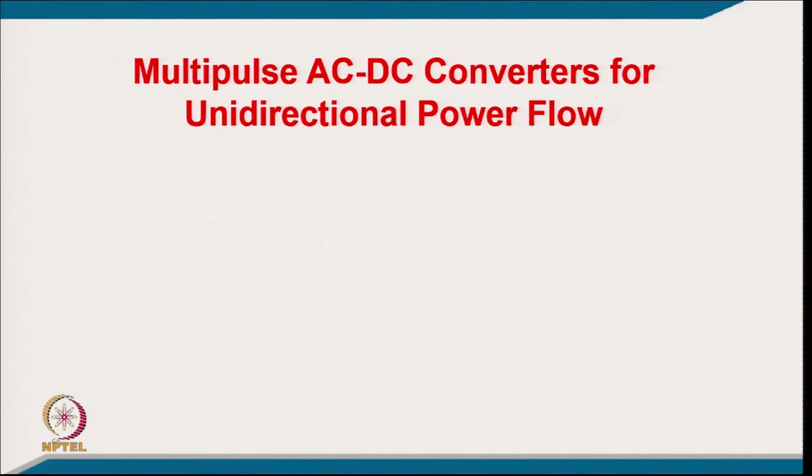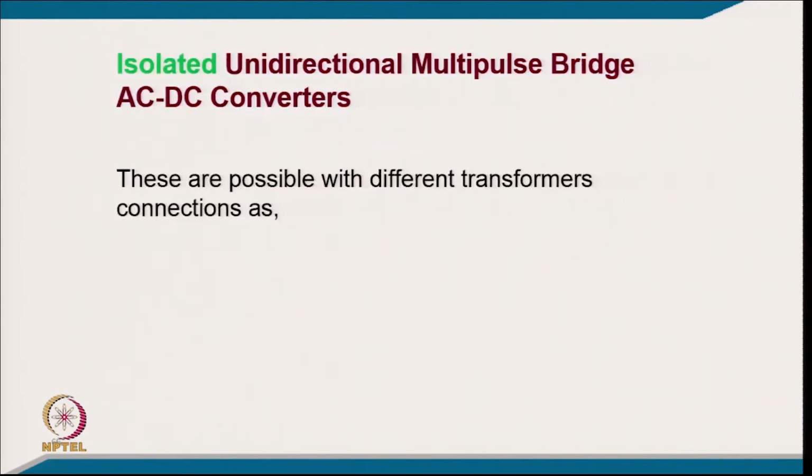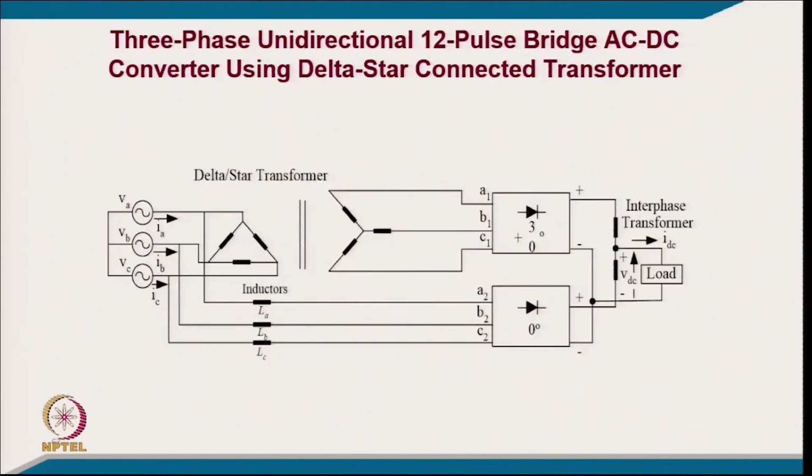Now coming to your multipulse AC/DC converter for unilateral power flow, I mean the unilateral multipulse bridge AC/DC converter. Those were full wave, now we are talking about bridge. These isolated unilateral multipulse bridge AC/DC converters are possible with different transformer connections, like delta star, Scott connection, polygon connection, and many connections can be used here. For example, this is typically a 12 pulse converter, where you take one directly and another delta to star, and you get a 0 to 30 degree phase shift and a 12 pulse conversion.